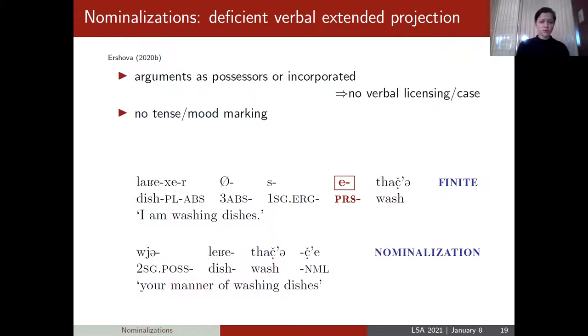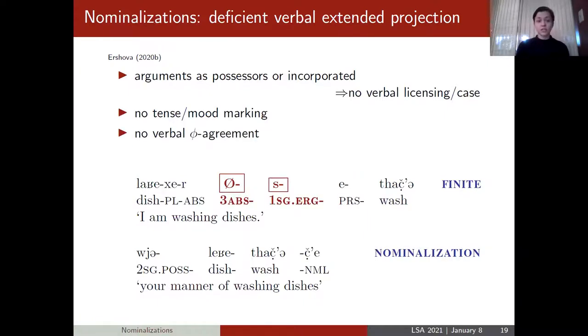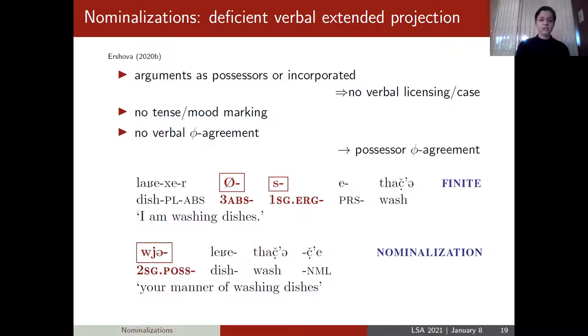There's also no tense or mood marking. You can see this present tense prefix morpheme in the finite version of this sentence, and there's nothing comparable in the nominalization. And finally, there's no verbal phi agreement. So you have some ergative and absolutive phi agreement in the finite example, and there's nothing comparable in the nominalization. Instead, you see possessor phi agreement. And there is one exception to this rule that will be very crucial to the discussion here that I will talk about in just a second.